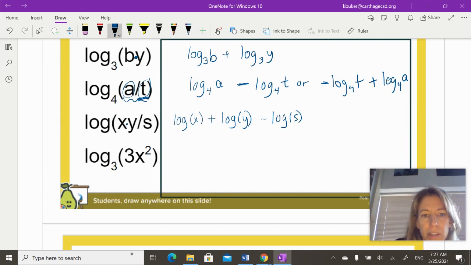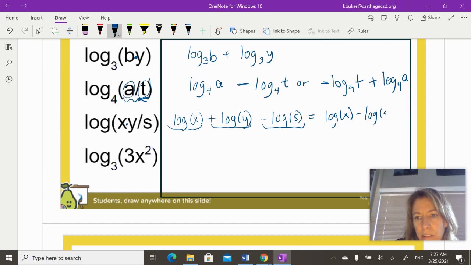Okay, and again, since we have just these three terms, we could rearrange them and write it in any order. So if I wanted to, I could put log of x minus log s plus log y. And if I were putting those back into the consolidated form, I would know that the x and y would be multiplied on top because they're positive, and the s would be part of the denominator because it's negative.